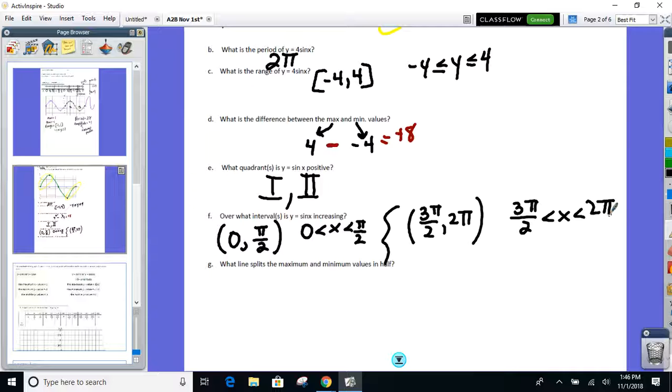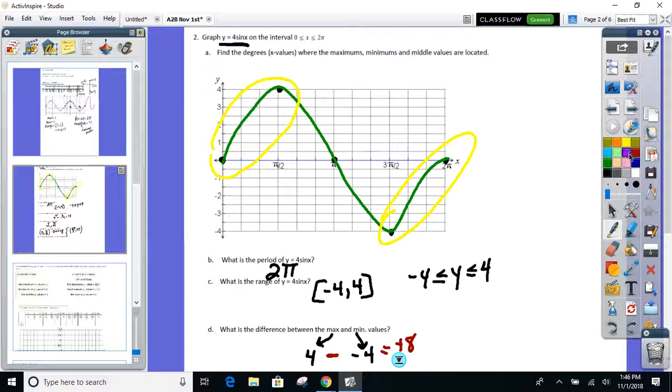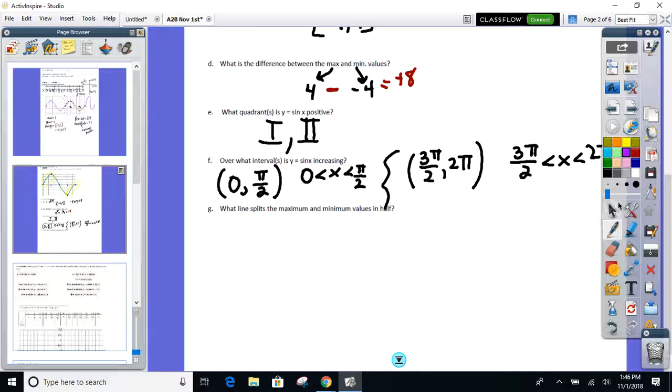Okay, this one might be a little tricky. What line splits the minimum and the maximum values in half? So go back here. You guys got your maximum value and your minimum value. What line is halfway in between those? The x-axis? Everyone, the x-axis is halfway in between. We don't write the x-axis in here. That's middle schoolish. Anybody remember the equation for the x-axis? Y equals 0, yep. That cuts it right in half. Y equals 0.